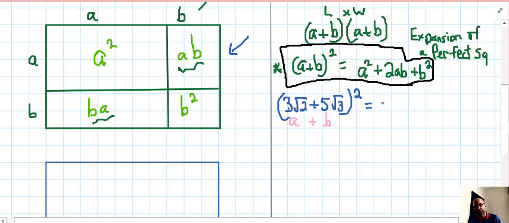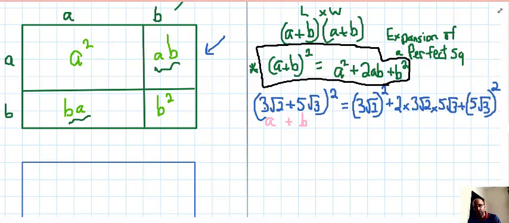Okay, so I know the pattern, so it's A squared, which is 3 root 2 squared. Now, brackets around everything is my advice there. 2 times, putting a times sign in there, A is 3 root 2 times B, I'm putting another times sign in there, multiplication being shown, and then B squared, it's added on the end there.